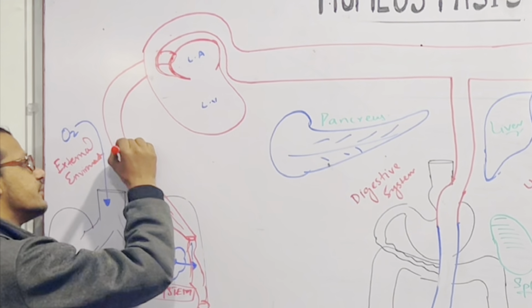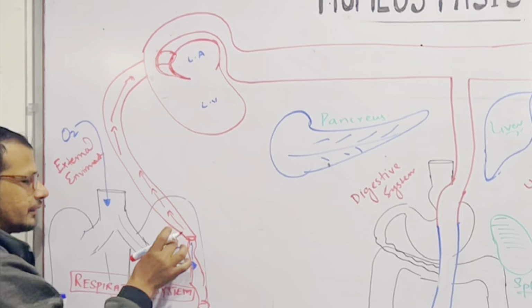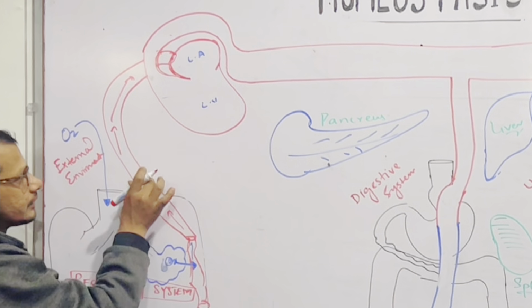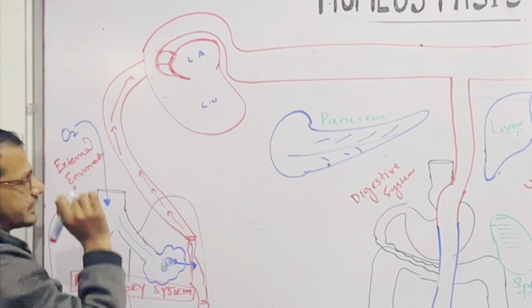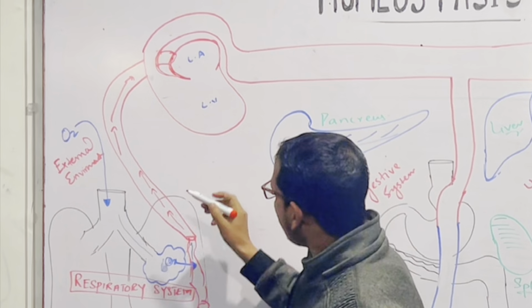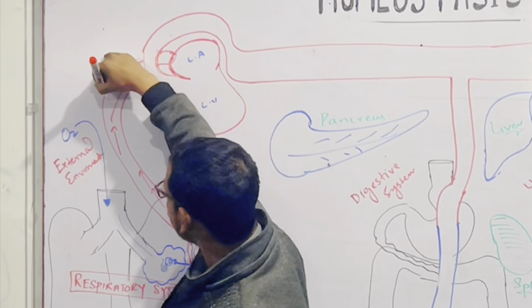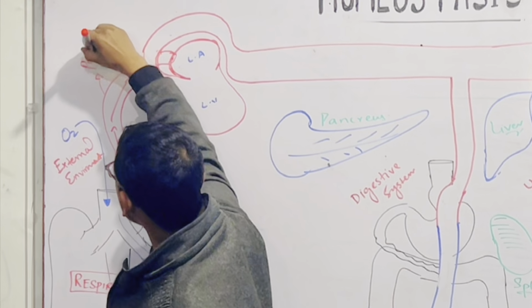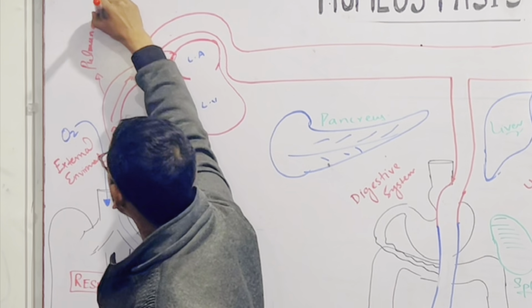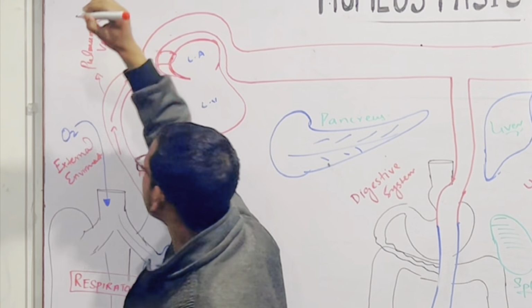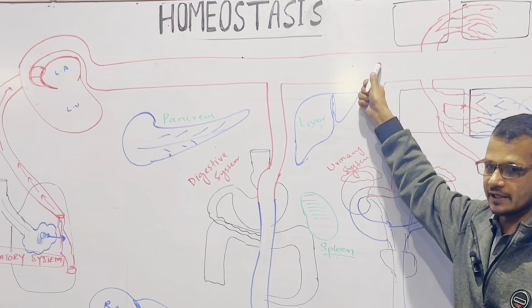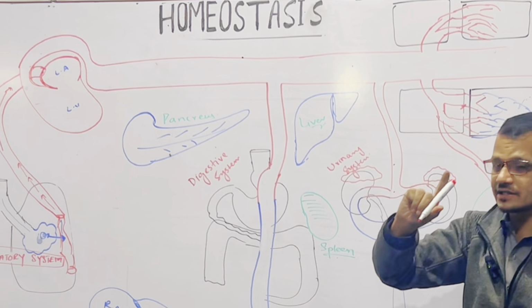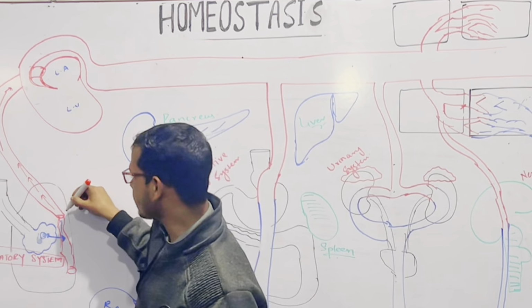It gets oxygenated blood from the lungs and carries it into the left atrium. But this is the pulmonary vein, the exception in our body. All the arteries take oxygenated blood, but we have one vein, called the pulmonary vein, that takes oxygenated blood from the lungs to the heart.